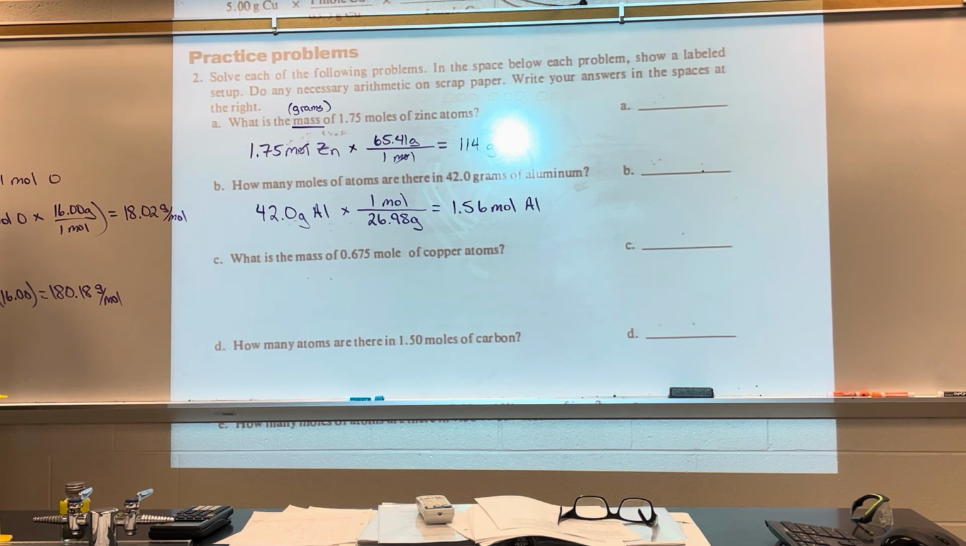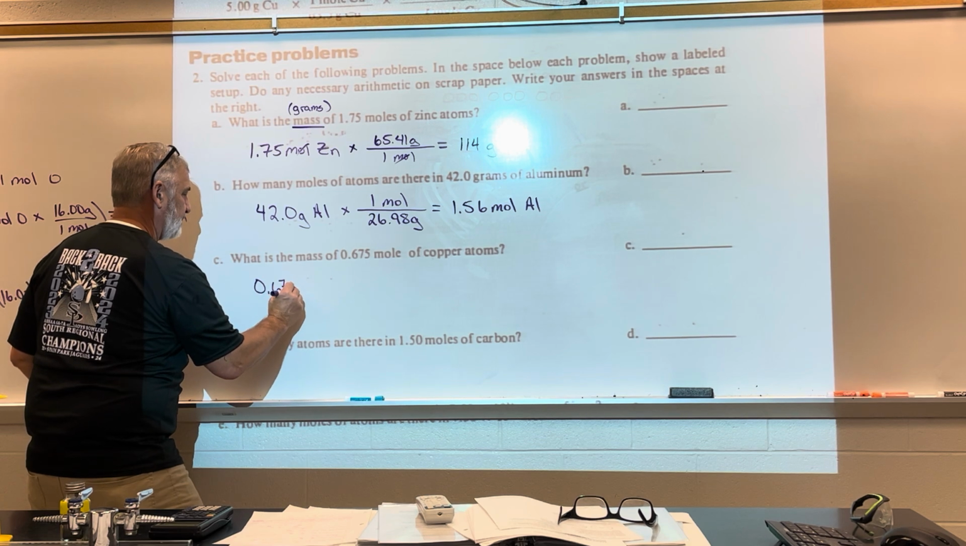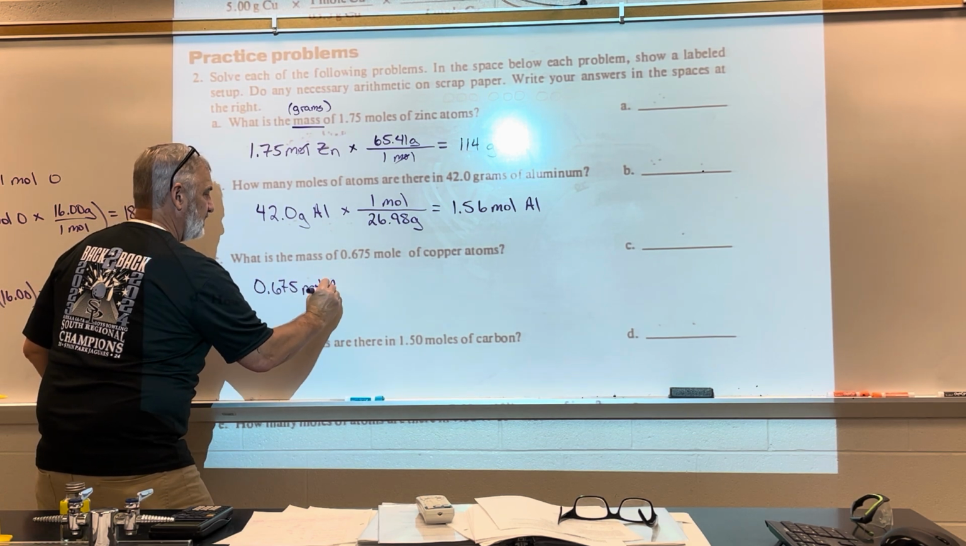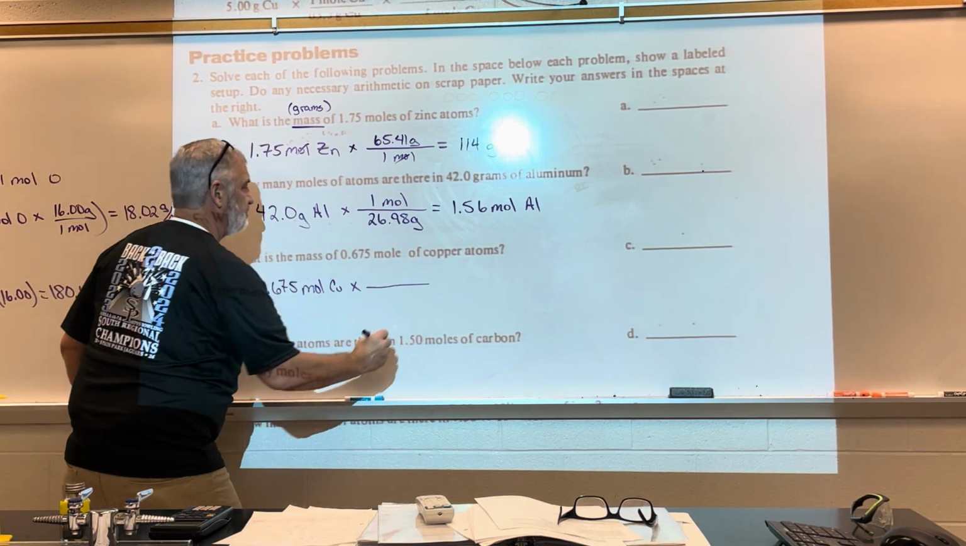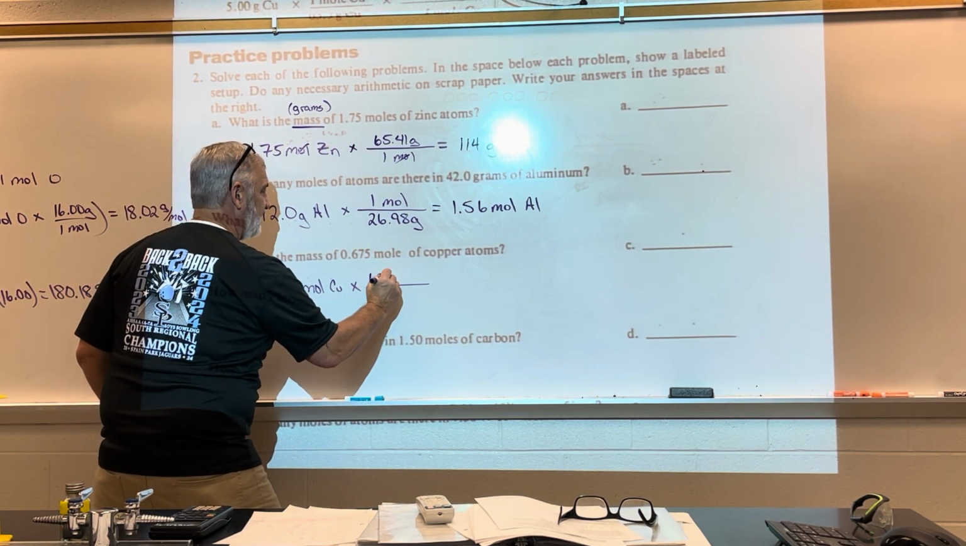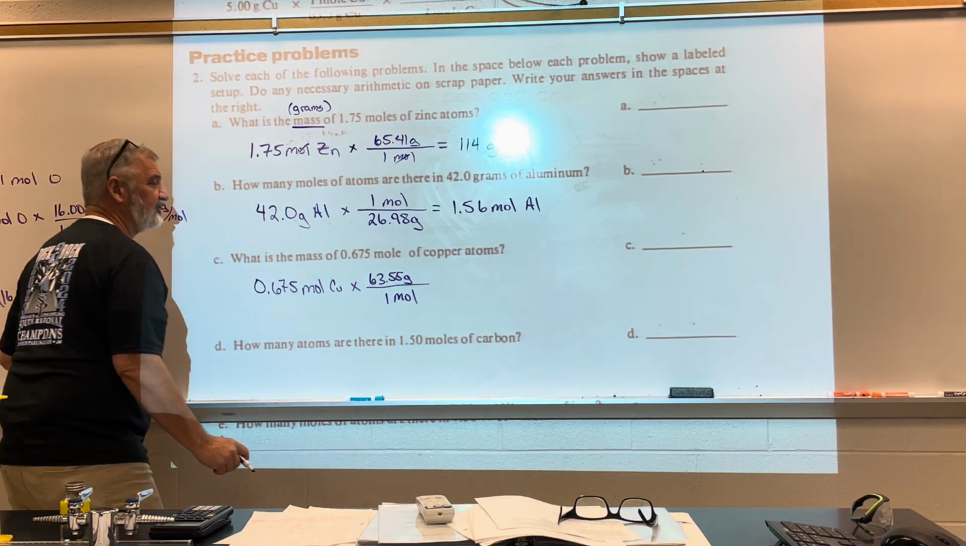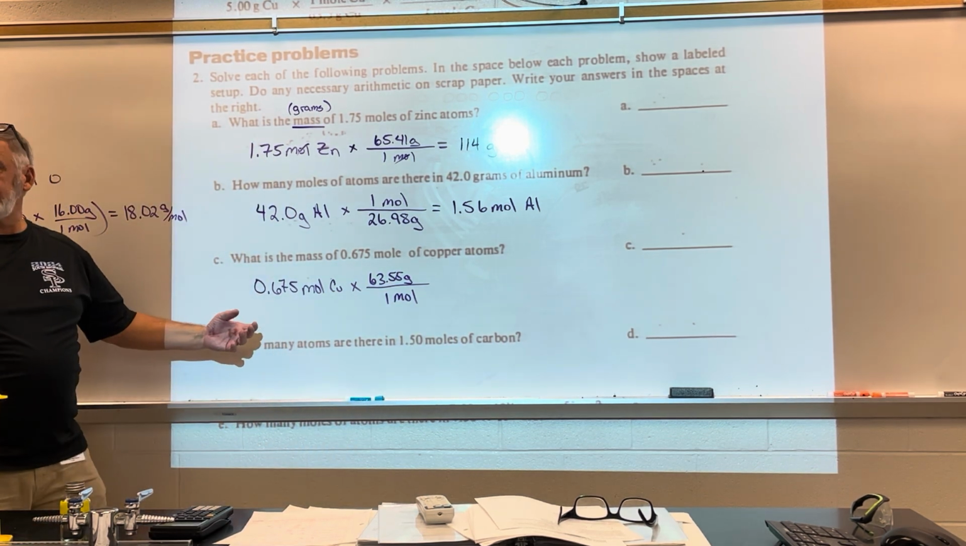All right, so somebody on the second row, anywhere across, tell me what we did. Start with 0.675 moles, times 63.55 grams over 1 mole. And where'd you get that number from? The atomic weight on the periodic table.